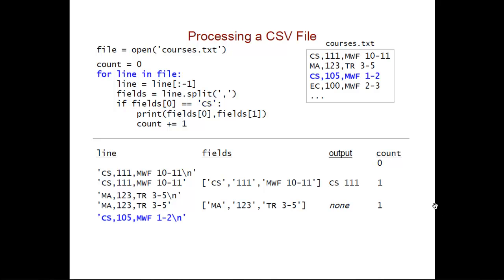We go back, we get the next line, which is the third line. The value of line still has the new line, so we do a slice to get rid of it. We split. We check if fields 0 is equal to CS. It is, so we print fields 0 followed by a space, followed by fields 1, which gives us this, and we increase the counter. And we're going to keep doing this, looping and processing one line at a time until there's nothing left in the file.